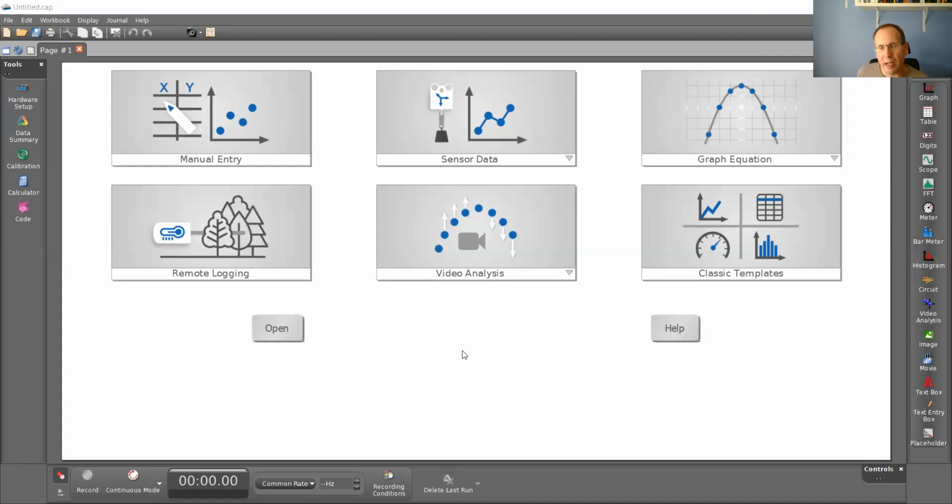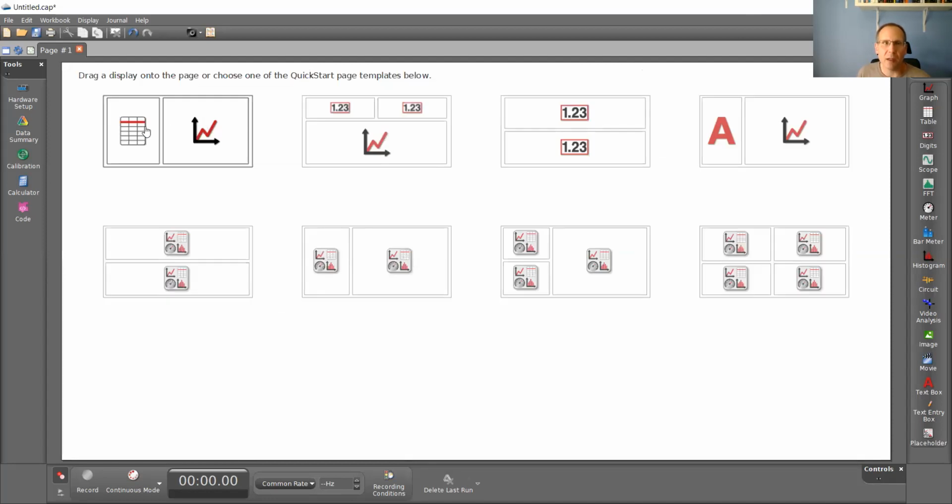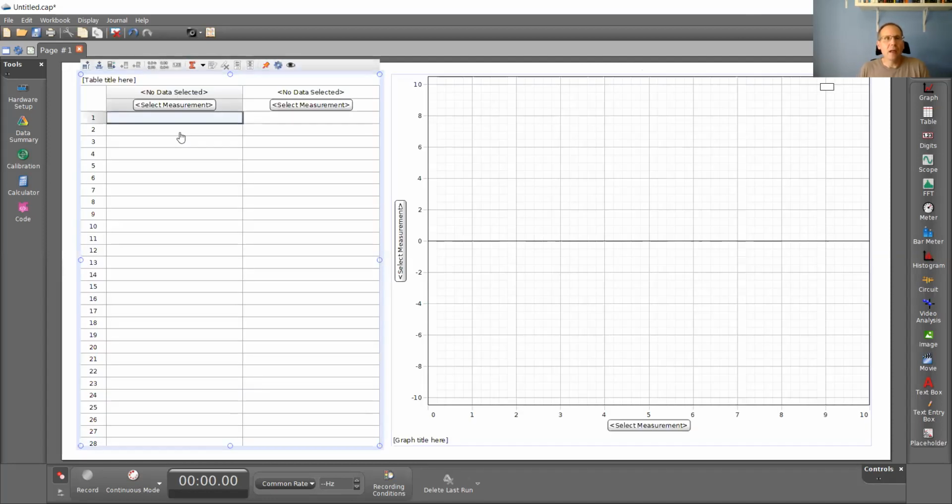Okay, so most of this you know how to do because we've already done a lot of practice with graphing on Pascal Capstone. But let me show you how to do that square root fit. So again, we're going to go to classic templates, choose this upper left-hand one with the table and the graph here.